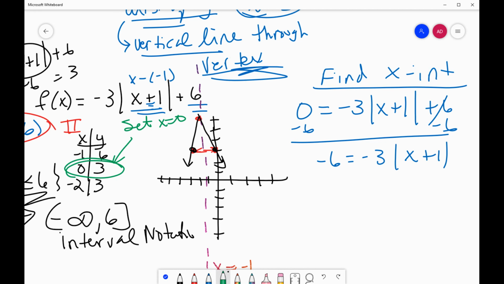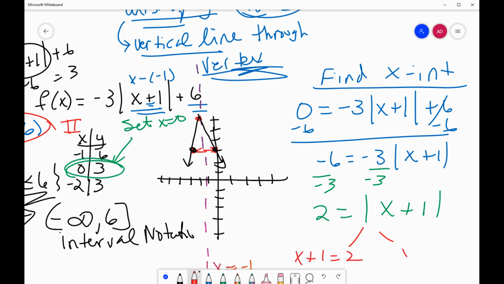Remember, to solve an absolute value equation, you have to isolate the absolute value. So I'm going to divide by -3. I get 2 equals the absolute value of x plus 1. Now, whenever you're solving an absolute value equation, you need 2, right? You got to have 2. So I'm setting up x plus 1 equals 2 and x plus 1 equals -2. So x is equal to 1 and then x equal to -3. Those are my two x-intercepts.